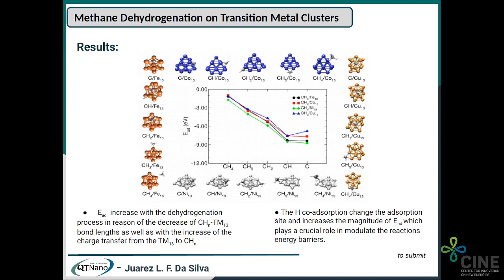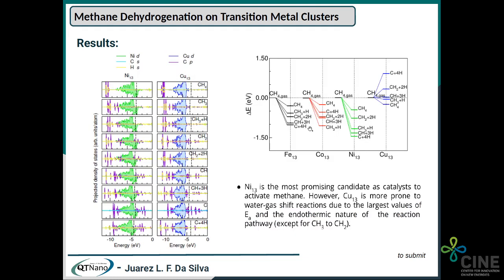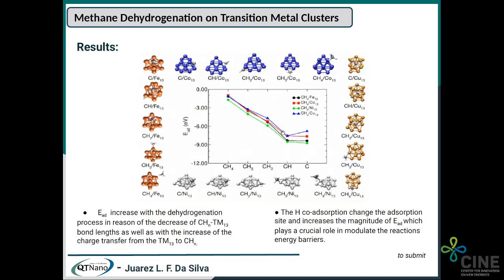So we also addressed some other factors, like the hydrogen co-adsorption effect on the distortion magnitude. We found that there is an increase of this magnitude to higher values when hydrogen is co-adsorbed. And we can explain this different type of behavior between nickel and copper: nickel is the strongest one, and copper is the weakest one to adsorb this type of CHx species.